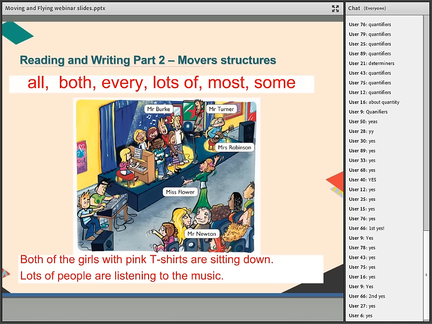So now I'm going to give you the start of a sentence about this picture, and I'd like you to type a yes sentence into the chat box. Okay, so can you complete this sentence about the picture? So the first 2 words of the sentence are most of. Can you give me a sentence about this picture with most of?